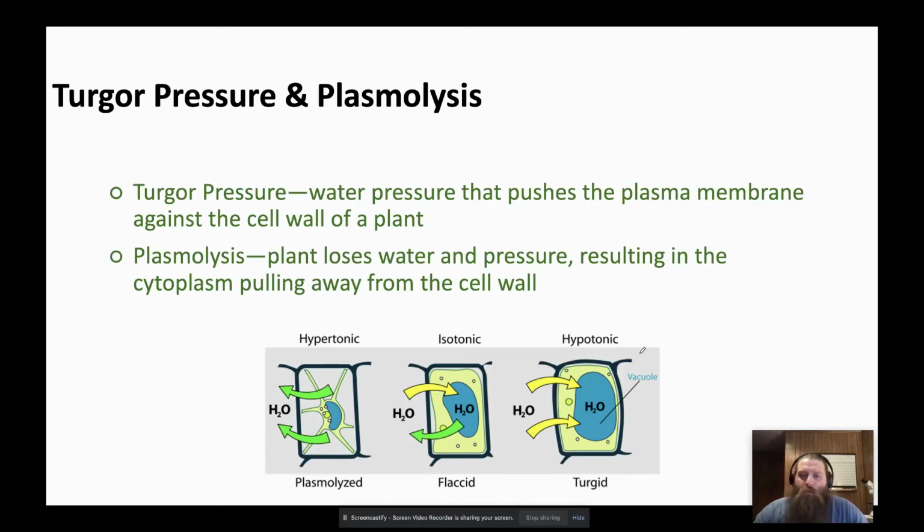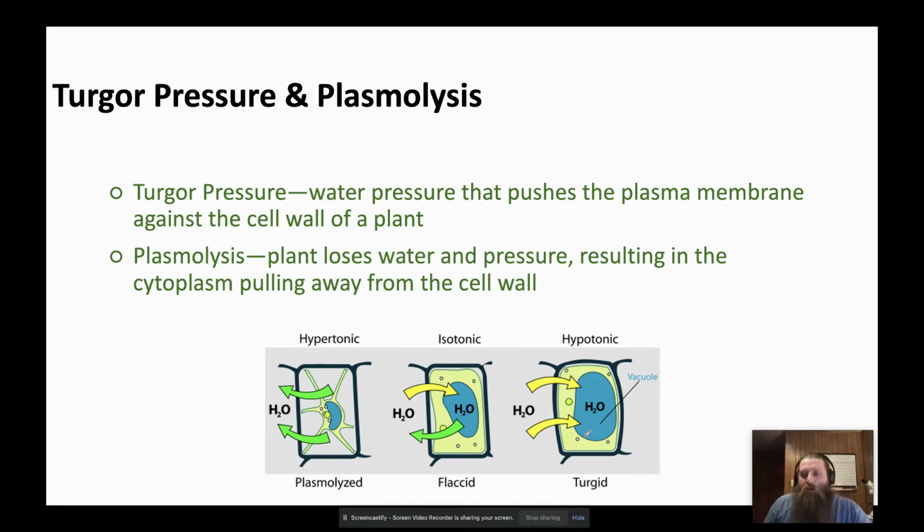Now, something that's really important that we remember from back when we talked about organelles and transport: we talked about hypertonic and isotonic and hypotonic solutions. So just to remember that and connect it to plants, we can talk about something called turgor pressure. Turgor pressure is the water pressure that pushes the cell membrane out against the cell wall. And it kind of bows the cell wall. It kind of gives it this shape. And that turgor pressure holds out against the cell wall.